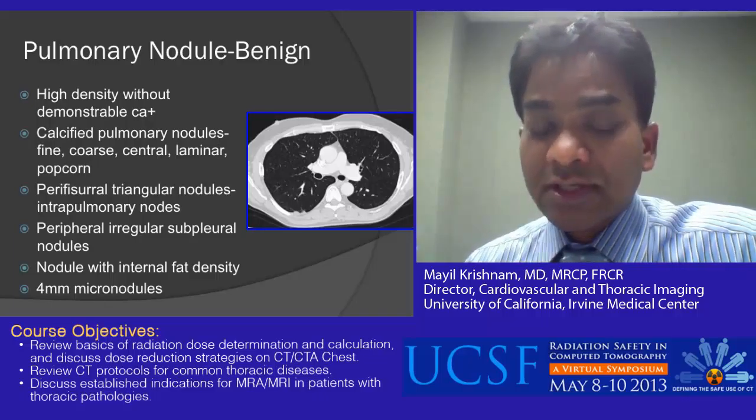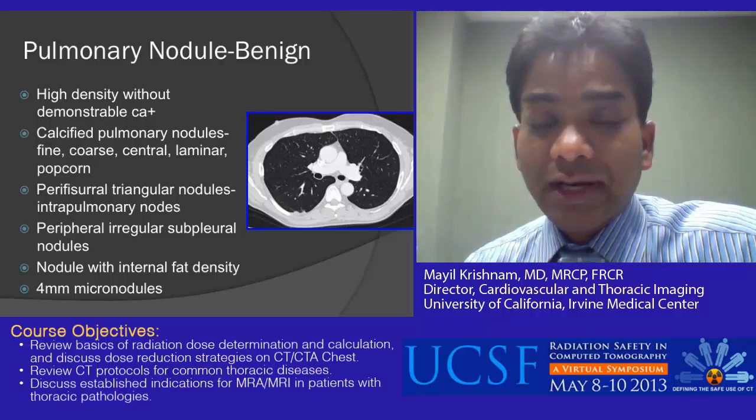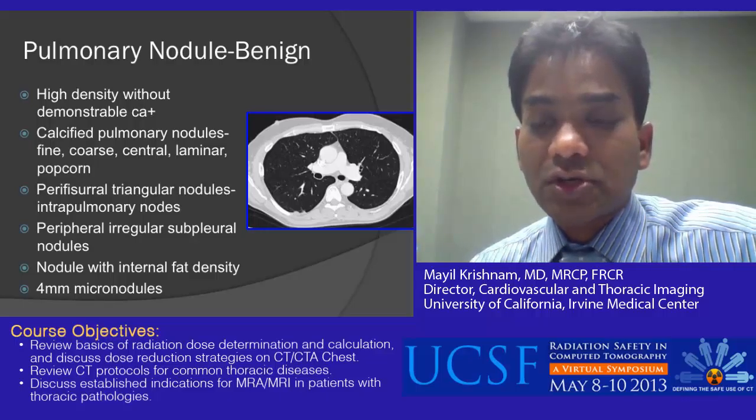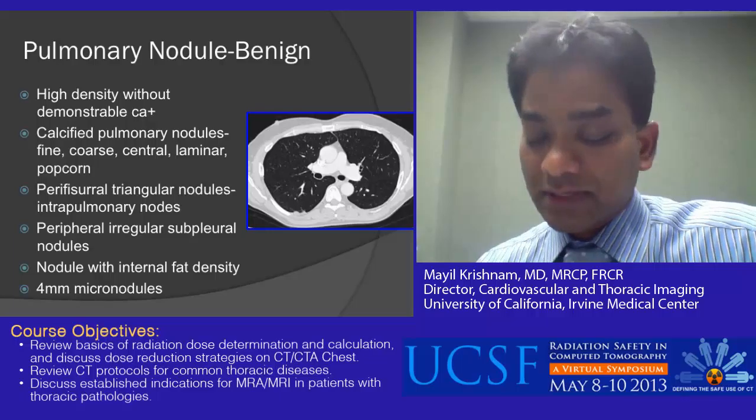If your center is performing low-dose lung cancer screening protocols, you should make sure the mAs is on the lower range, and also the effective dose of those studies should not be greater than 1 to 3 millisieverts.